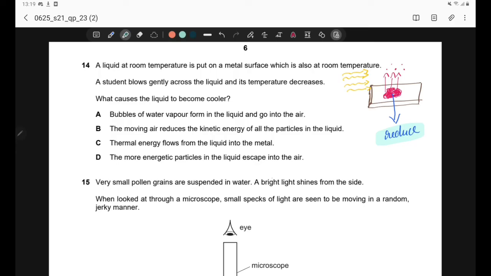The same question is asked here. What causes the liquid to become cooler? So we can see option D is correct. The more energetic particles in the liquid escape into the air. Therefore the correct answer is option D.